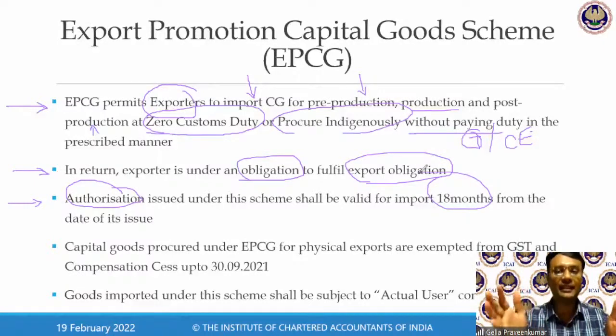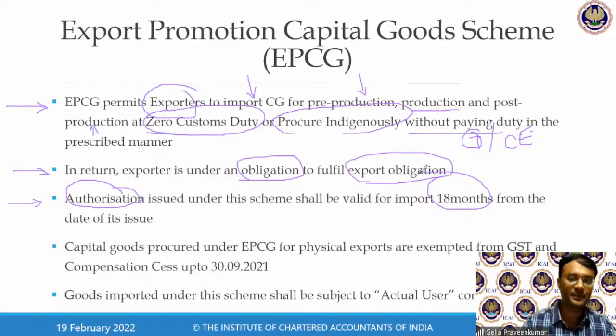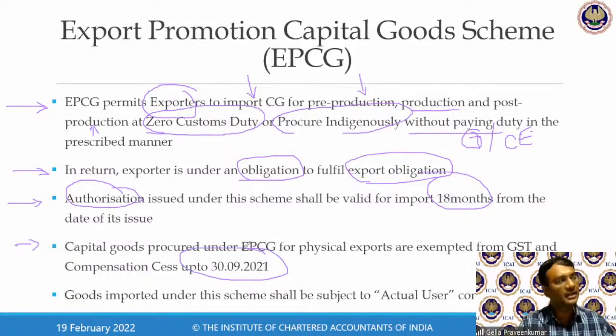So that's the reason they have given a span of 18 months. And this particular EPCG, capital goods procured under EPCG, under GST law till 30th September, this exemption from GST was brought into picture. Hoping that the new foreign trade policy, like 21-26, has to come into picture. Because of COVID, there was a little dilly-dally in terms of the exemption provisions.